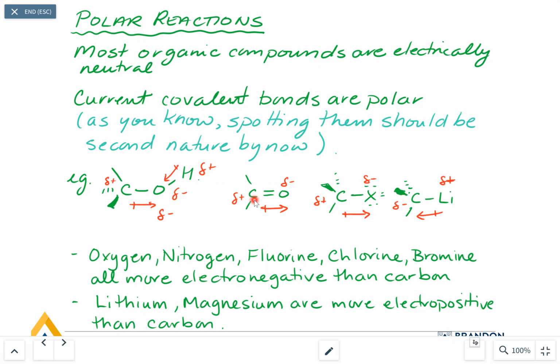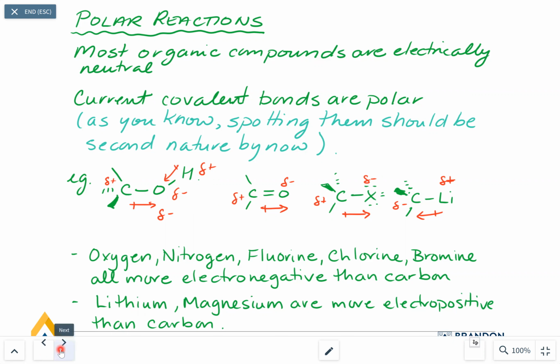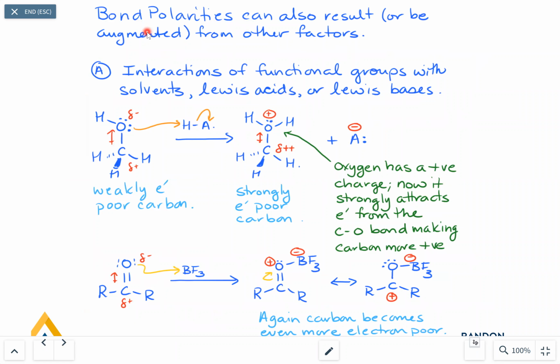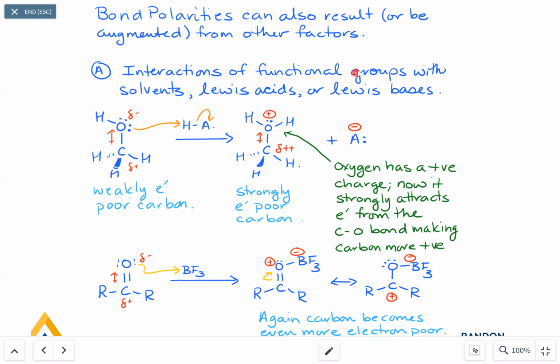Okay, so the first thing is being able to recognize which bonds are polar. So perhaps if you've forgotten, review that little section at the start of the term. Now, there's built-in polarity with any molecule, but there's also things that you can do to a molecule to basically augment the polarity of any given bond. This is particularly true with functional groups that react with solvents or Lewis acids or Lewis bases.